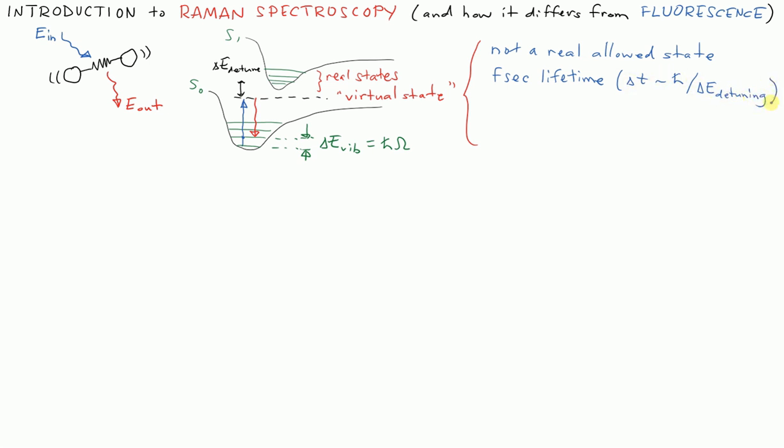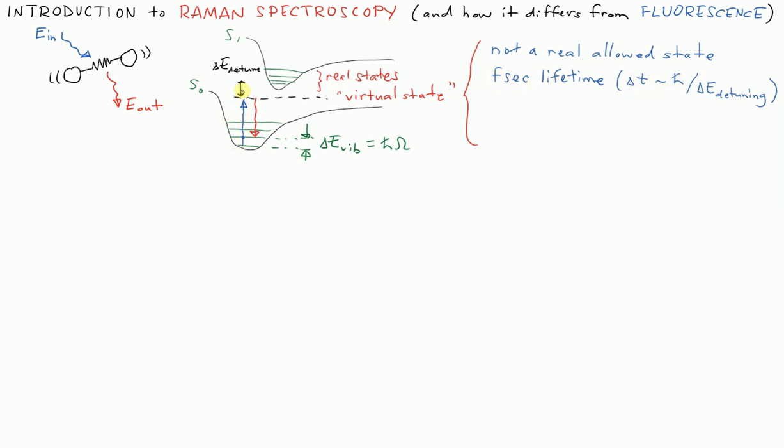And you don't have to worry about this argument too greatly. I just want to let you know that the farther away you are from any real state, quantum mechanics says that the more and more forbidden you are to be in that state. And so this delta t captures that, and I'm just asserting to you that it's on a very, very fast time scale of femtoseconds.